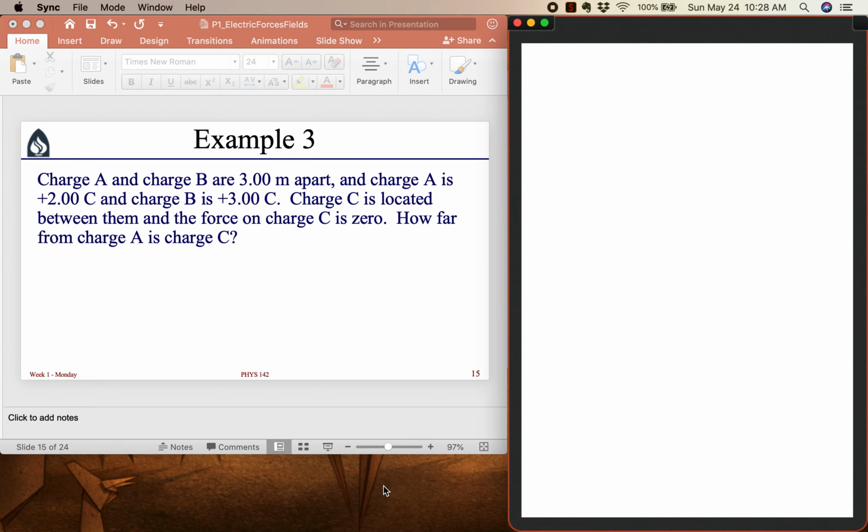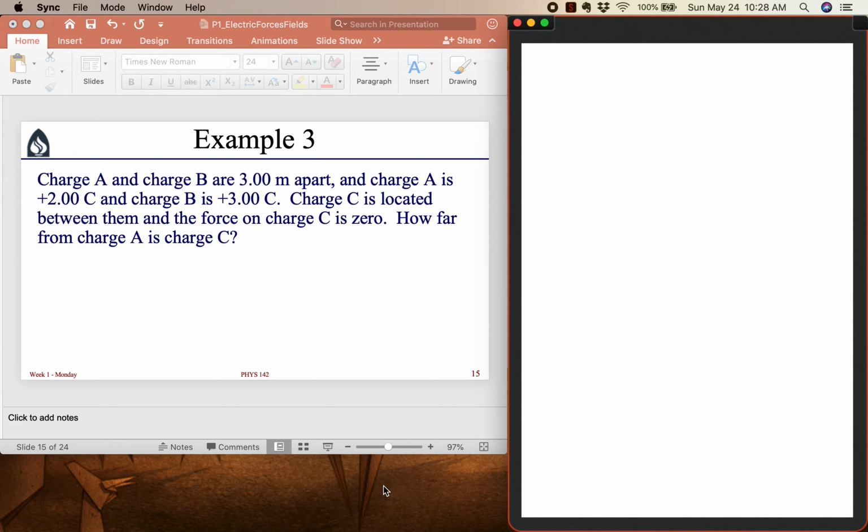Next, let's take a look at this third example problem. Charge A and charge B are 3 meters apart. Charge A is positive 2 coulombs, charge B is positive 3 coulombs. Charge C is located somewhere between them, and the force on charge C is 0. So how far from charge A is charge C?